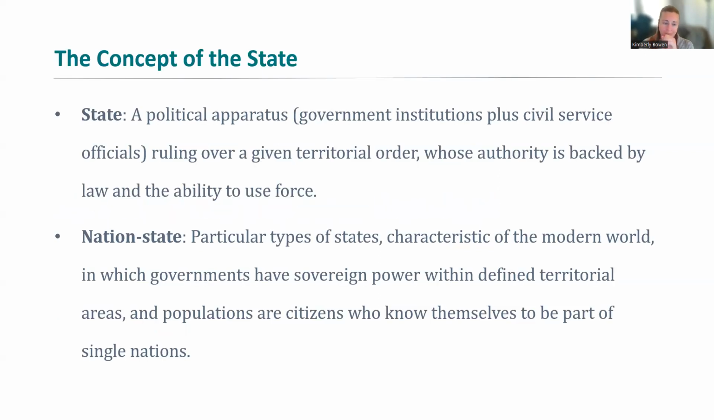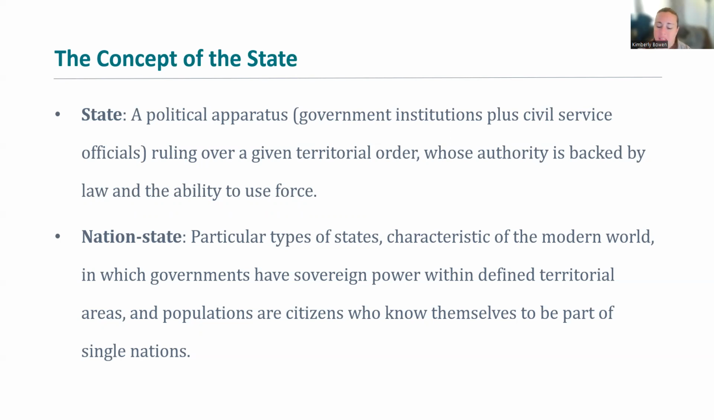All right. So a state is, okay, so we have states like Kentucky is a state, right? When we're talking about state, particularly in this chapter, we're talking about state as a political apparatus, government with governmental institutions plus civil service officials ruling over a given territory whose authority is backed by law or the ability to use force. So a state isn't just like, hey, we have Kentucky where we have a governmental institution that rules over the particular area of Kentucky whose authority is backed by the US federal government and the Kentucky state government, right?